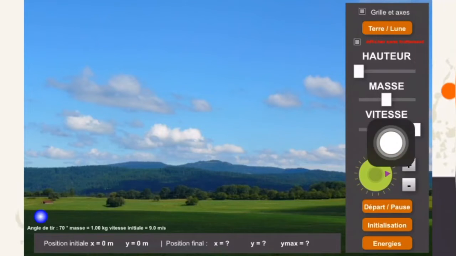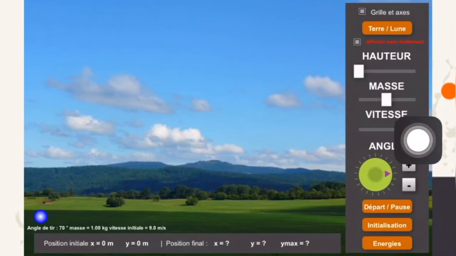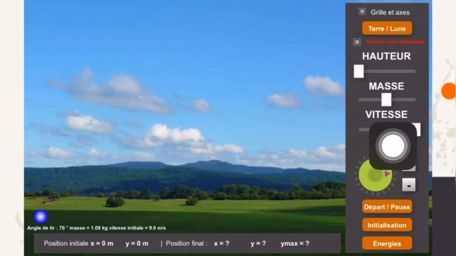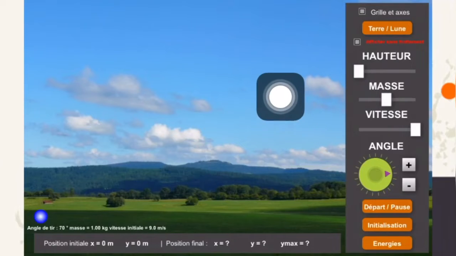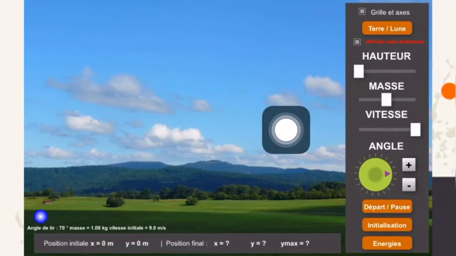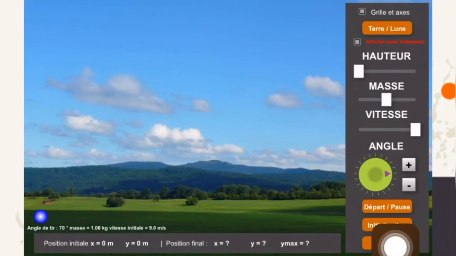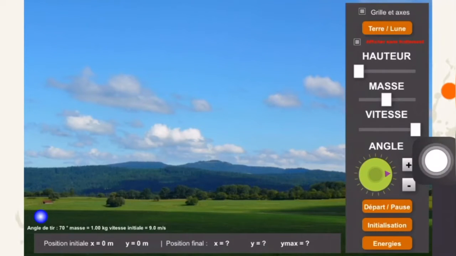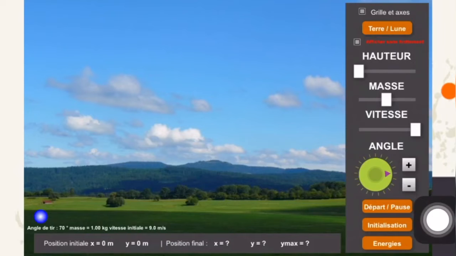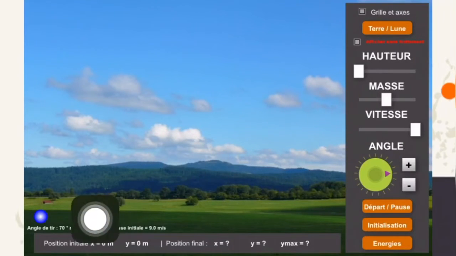So here this switch is for variation of angle, and this is for velocity, and this is for height, and this start and pause option is for playing the animation.